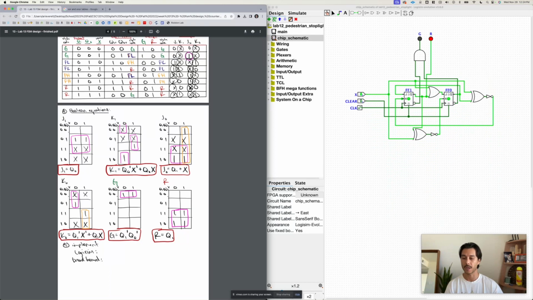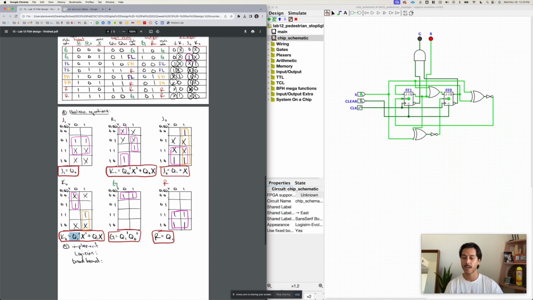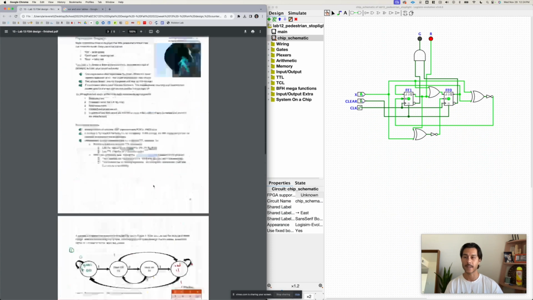We can see it's all or nothing here. Q1 and X1 or Q0 and X0, or Q and X. And the same thing for the other one over here. So we're able to utilize that and embed it into our board here.